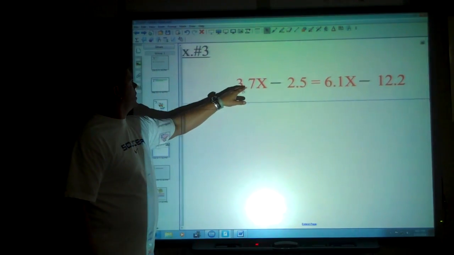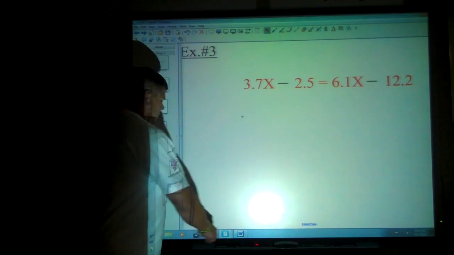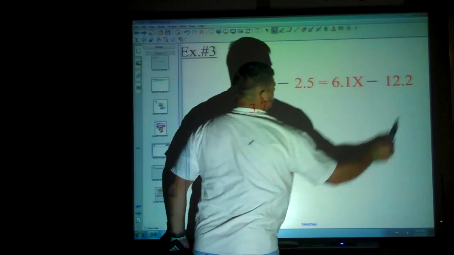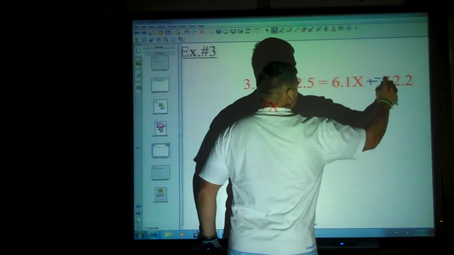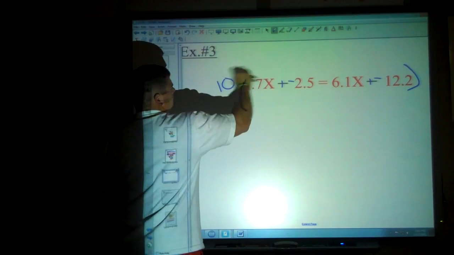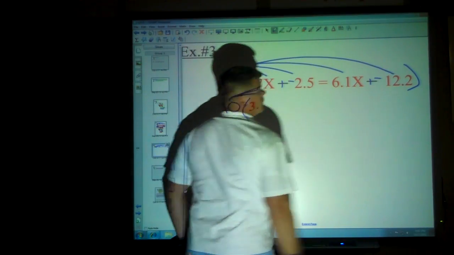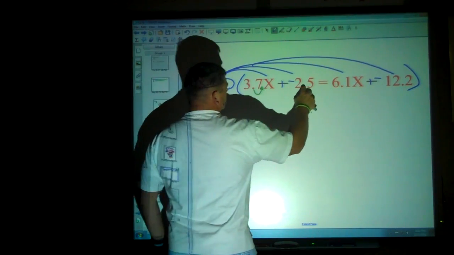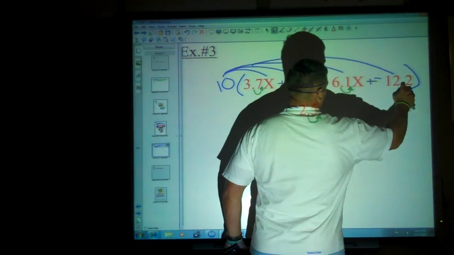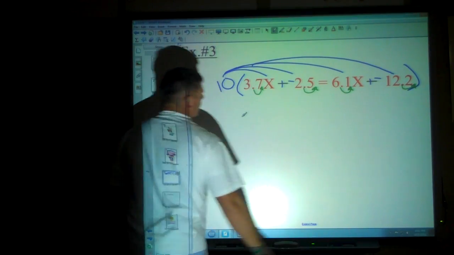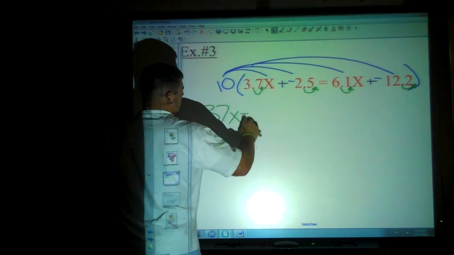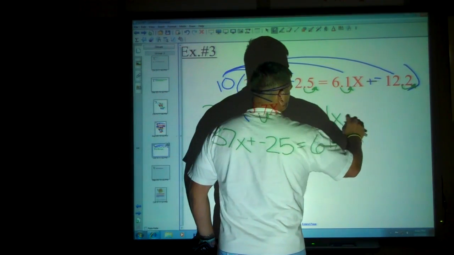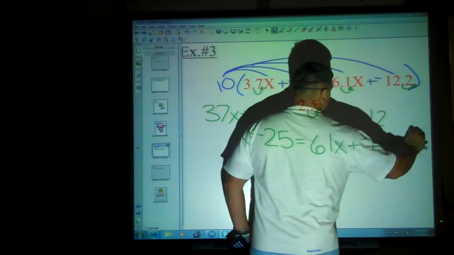So one more using that concept of multiplying by tenths, plus negative, multiply the entire problem by 10. That is going to move all the decimals to the right one spot. The numbers will be a little bigger, but we won't have decimals to worry about, so we'll have 37x plus negative 25 equals 61x plus negative 122.